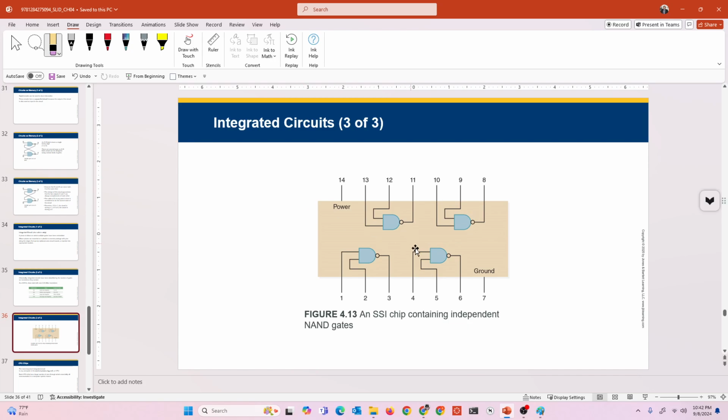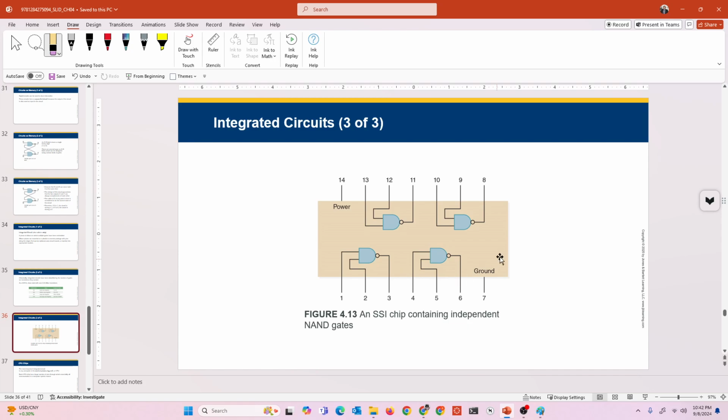Integrated circuits. This is an integrated circuit. Remember we talked about there is a power and a ground, and in this one it has four gates, and that's exactly how it looks too. I've seen them. Forgot what they're called. The 7404, 7408. I completely forgot the gates because I played with this for years.